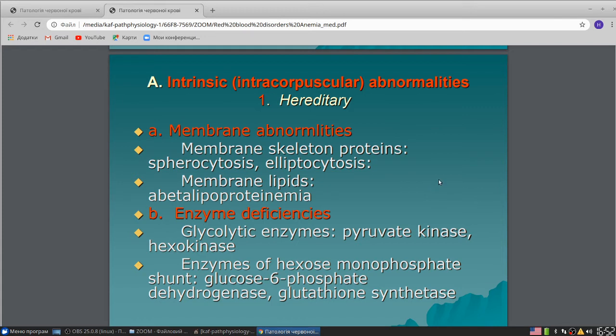When we're talking about membrane disorders, it can be membrane skeletal protein pathology, which includes spherocytosis and ellipsocytosis, and membrane lipid pathology, which will be abetalipoproteinemia. Enzyme defects include glycolytic enzyme pathology, pyruvate kinase, hexokinase, enzymes of the hexose monophosphate shunt, glucose 6-phosphate dehydrogenase deficiency, and glutathione synthetase deficiency.